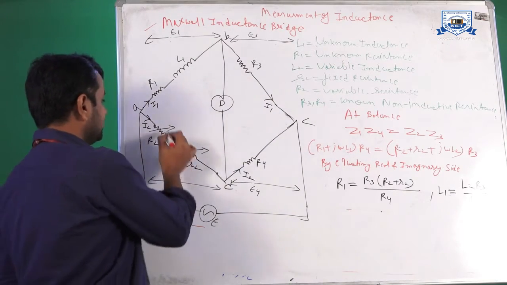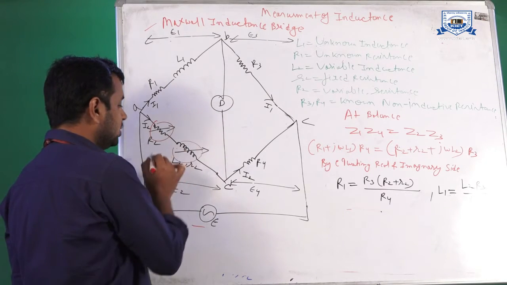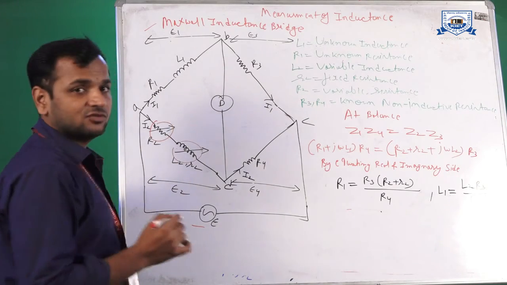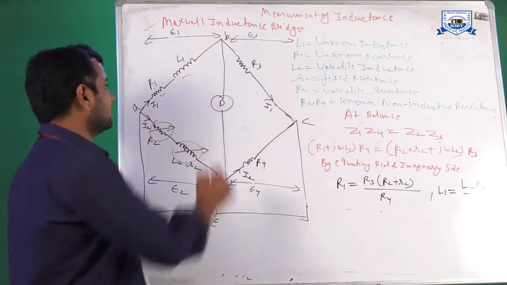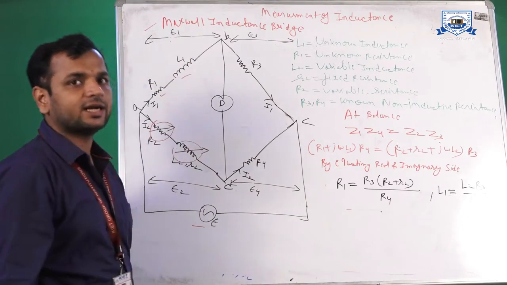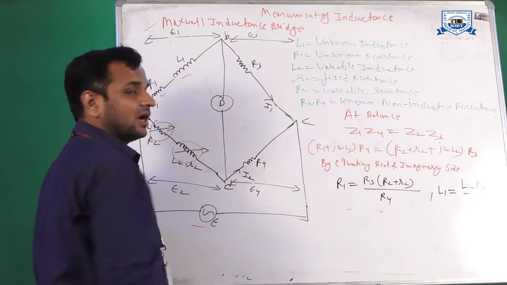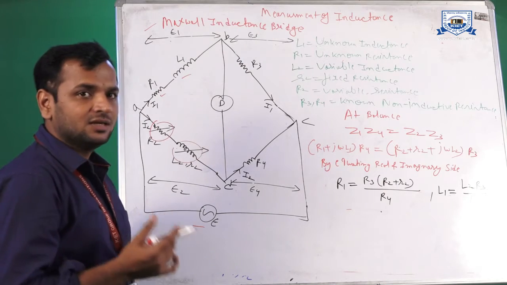In this branch is the variable resistance R2 and the variable known inductance L2. The resistance and inductance which we need to measure are L1 and R1. L1 is our unknown inductance and R1 is our unknown resistance, and R3 and R4 are the fixed non-inductive resistances. The values of those resistances are known to us.